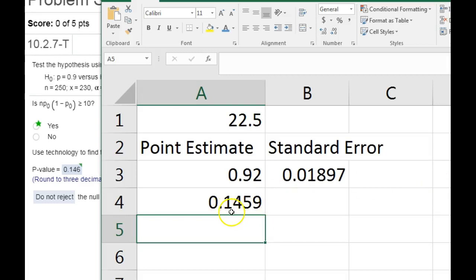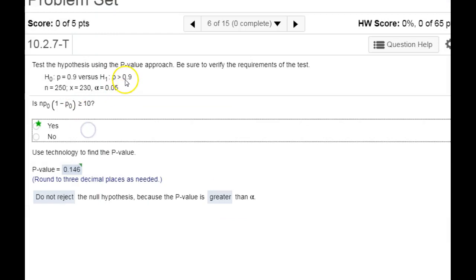So this value, 0.1459, that's larger than our alpha of 0.05. Anytime you get a p-value back bigger than alpha, we do not reject the null hypothesis.